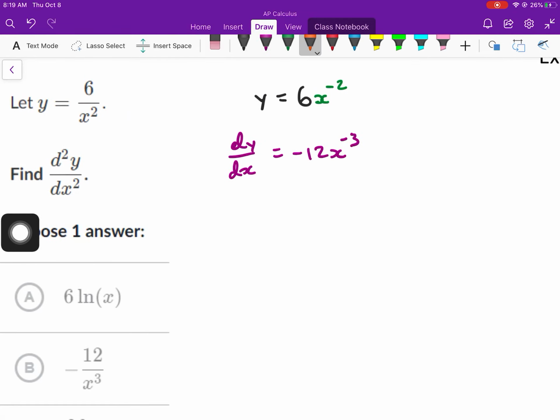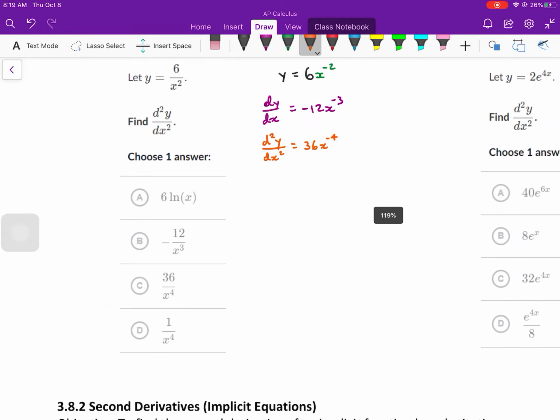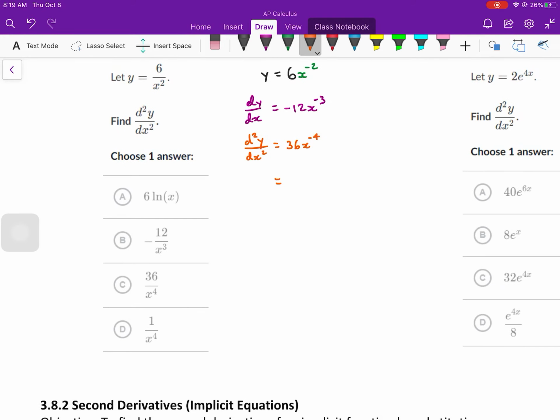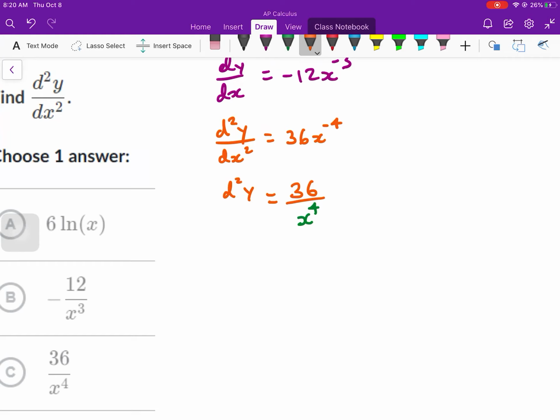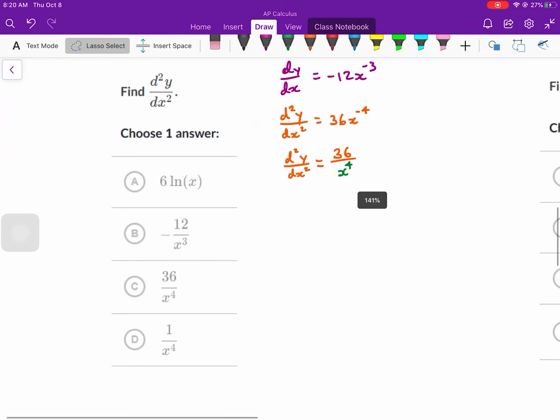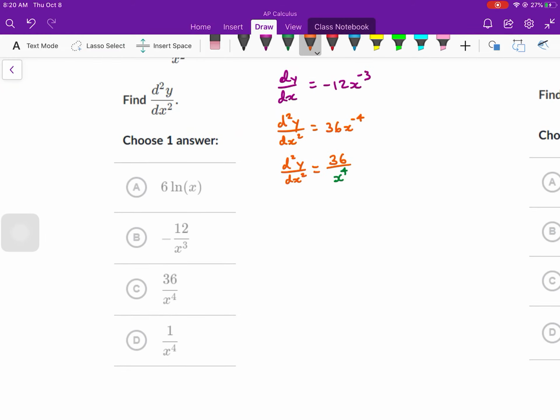Let's not change the form. I mean, we could put it in the denominator, but why do that? Because we have to take the derivative again. So when we take the second derivative, this will become 36x to the negative 4. And from there, they'll rewrite it. Put that x to the 4th back in the denominator. Remember, both of these are technically the same thing. Just multiple choice. They want to test you and see if you know how to change the form of it.